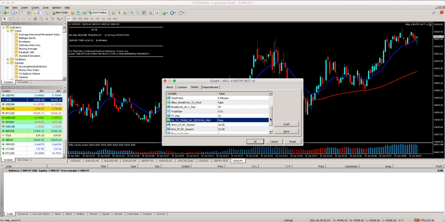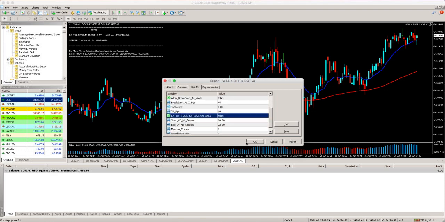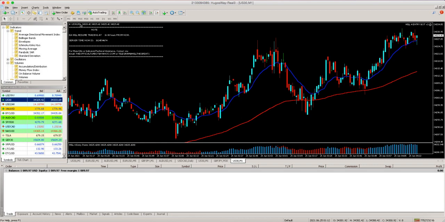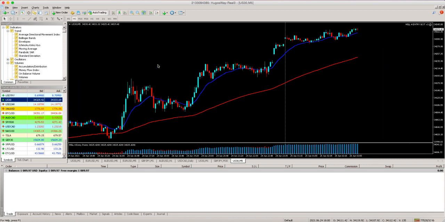Now what's going to happen is once we put this at false, it will say 24 hours. So once we hit OK, we go to the M5, and we're going to see it's going to say 24-hour day trading.